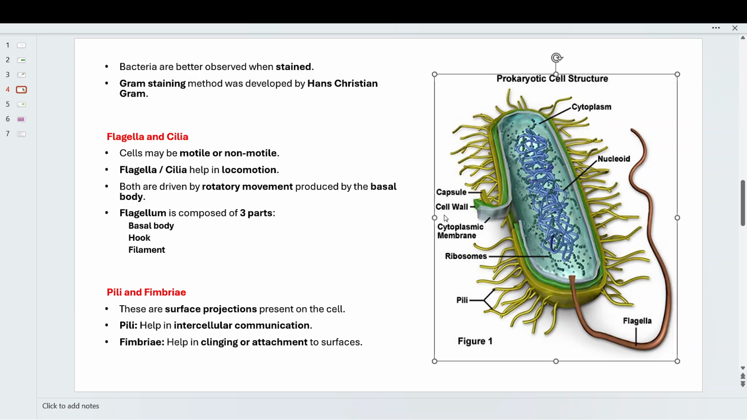Bacteria are better observed when stained, and the gram staining method was developed by Hans Christian Gram. This is for the cell wall.